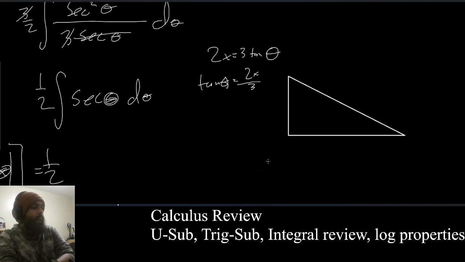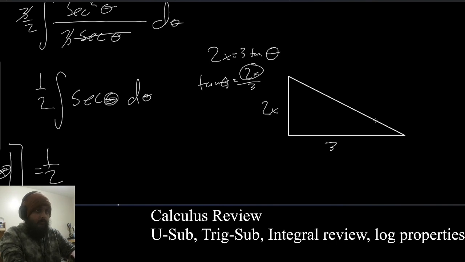Opposite over adjacent. So that means it's 2x over 3. And then that missing side is your OG thing, the square root of 4x squared plus 9. Look at that. And this is the Pythagorean identity, right? 4x squared plus 9, right?